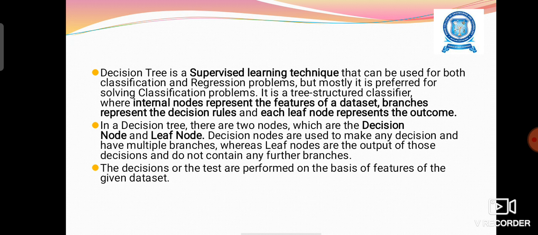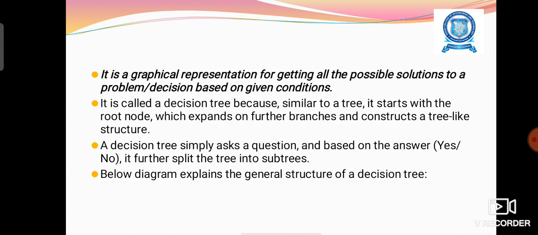In decision tree, there are two types of nodes. The first one is called decision node, and the other one is called leaf node. Decision nodes are used to make the decision, which have multiple branches, whereas leaf nodes are the outputs of those decision nodes and they do not contain any further branches. The decisions or the tests are performed on the basis of features of a given data set.